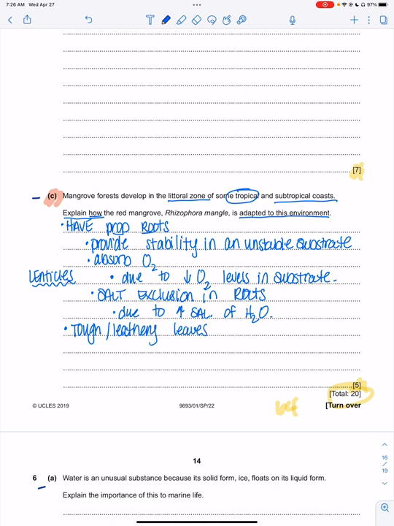I wouldn't write tough and leathery. I really would just pick one. This decreases water loss. Oh, here's a mistake. Their marking says evaporation, but when you lose water through the leaves, it's called transpiration, not evaporation. We're not going to say evaporation because that's not correct. We know it, thanks to Bradley in my fourth period class. Water loss, I would just say decreases water loss through leaves.